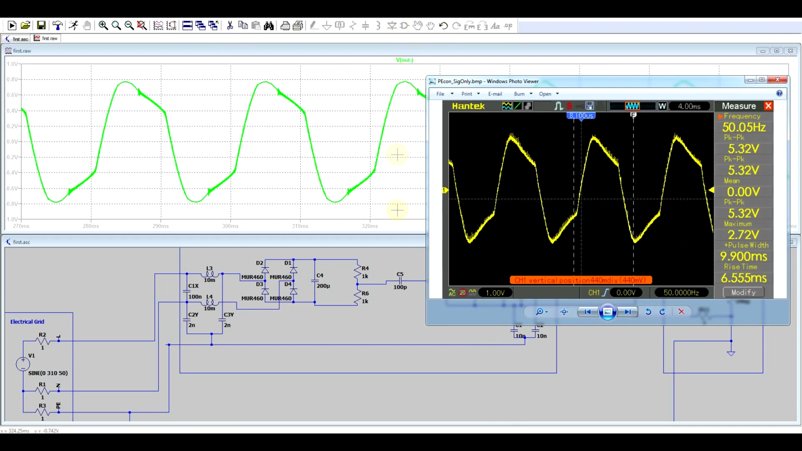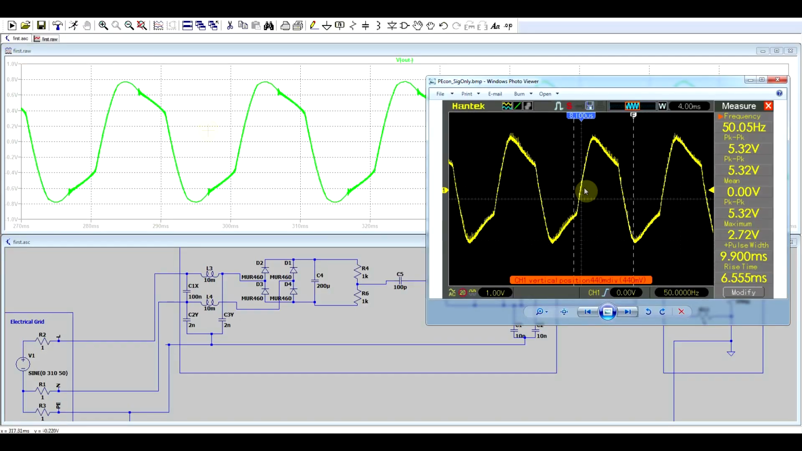Basically this is the 50 Hz voltage from the mains supply passing through the diode network. Now the voltage is slightly smaller than the one in real life, but this has to do with the capacitors and components that I didn't place inside the supply. But the shape is correct.